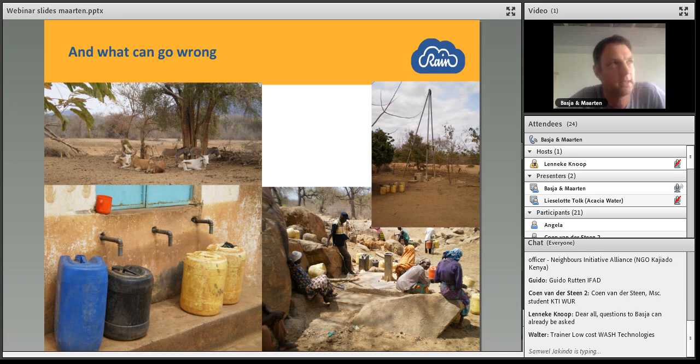I want to use this example to open a discussion on sustainability in water technology and also choices that you might want to make when you think about implementing water technology. The story I have to tell is one of a drought that occurred just around the time that I stayed in Muda for a few months.